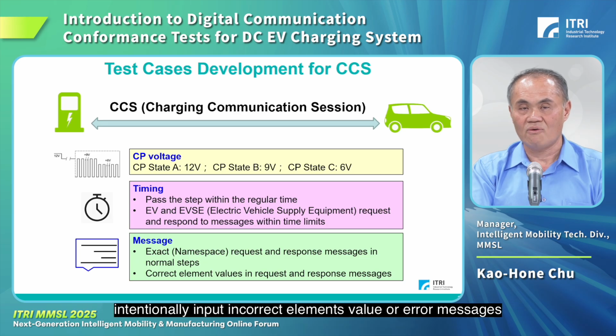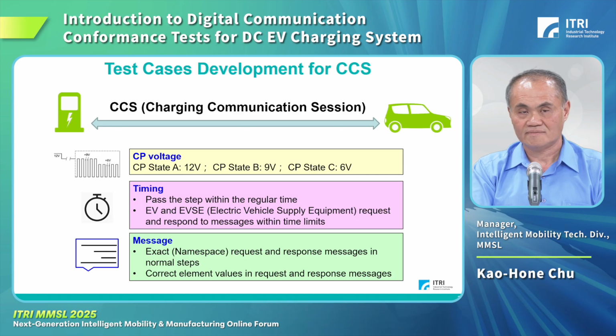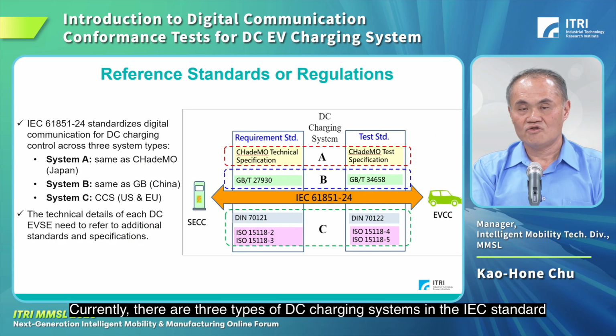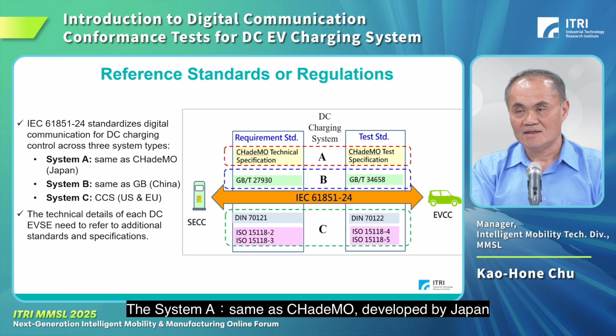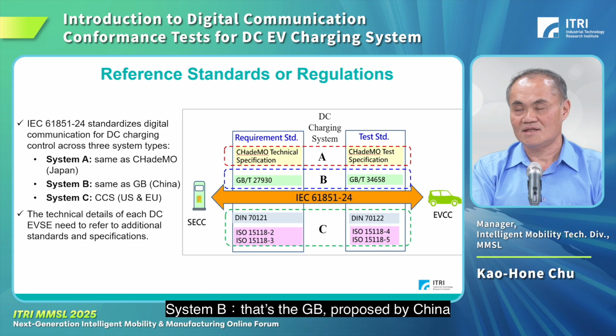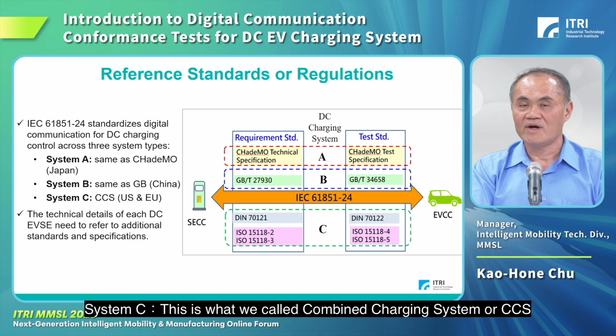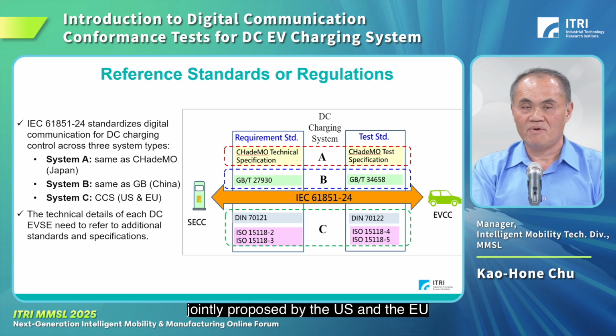We intentionally input an incorrect element value or an error message to verify whether the EV or the DC EVSE has compliant countermeasures. Currently, there are three types of DC charging systems in the IEC standard. System A is the same as CHAdeMO, developed by Japan. System B is GB, proposed by China. System C is what we call the Combined Charging System, or CCS, jointly proposed by the US and the EU.